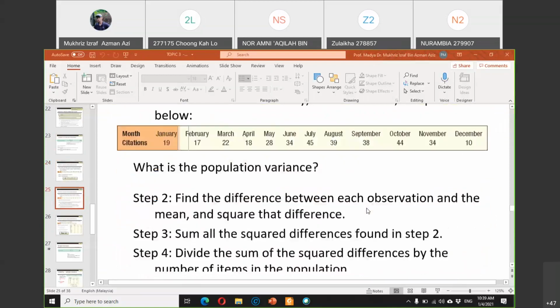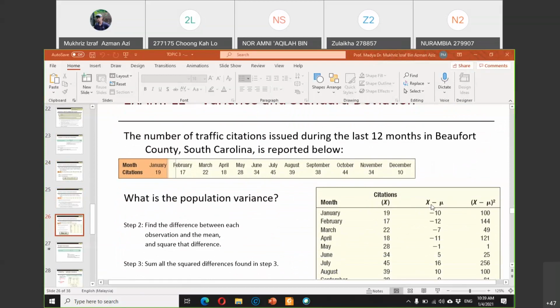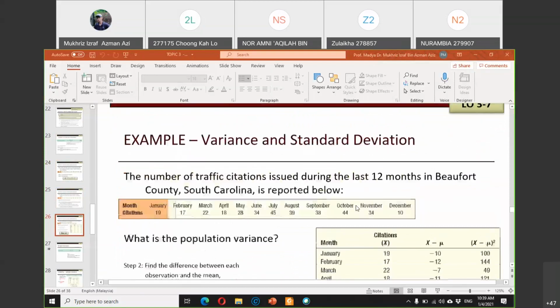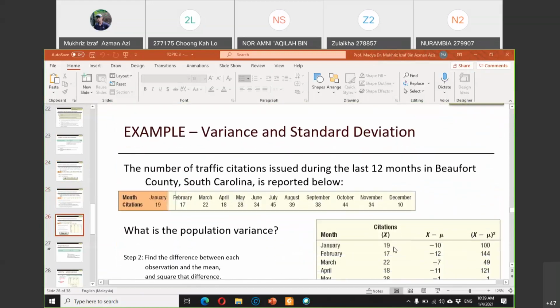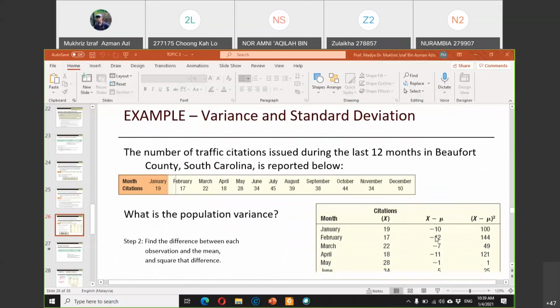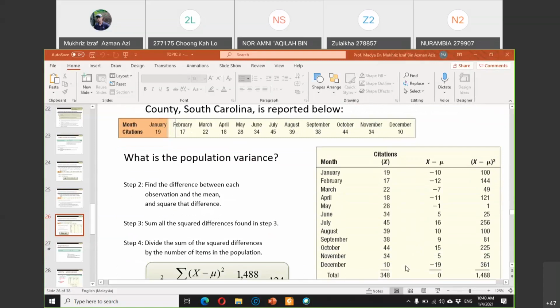So here, this is every X value. X minus mu is basically 19 minus the mean. From the previous slide, we know that the mean is 29. So in the next step, 19 minus 29, you get minus 10. 17 minus 29, you get minus 12. 22 minus 29, you get negative 7. And then the rest follows. 10 minus 29, you get negative 19. The mean is 29, from the previous slide.